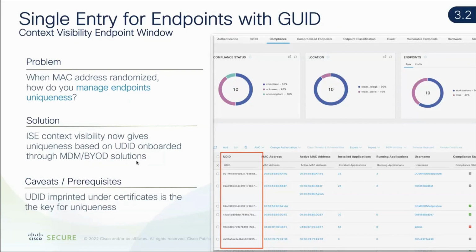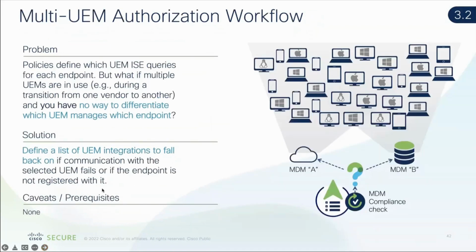Once onboarded, these endpoints connect to the network using certificate-based authentication. So when ISE gets that certificate from the endpoint, ISE retrieves the UDID information and refers to that UDID as the uniqueness going forward. So no matter what, if the same endpoint connects to the network with different MAC addresses, as long as the certificate has the same UDID value, it's going to show as a single entity, as one single endpoint. That's basically what this feature is.